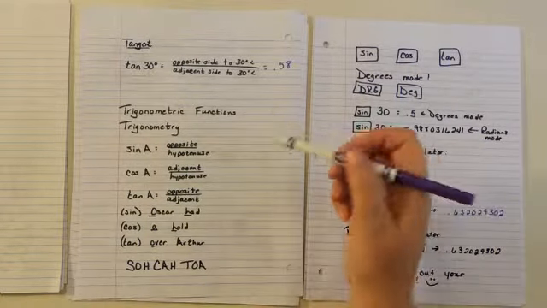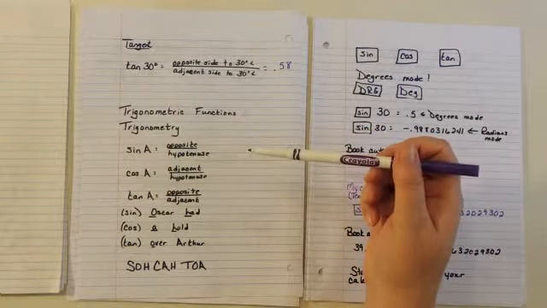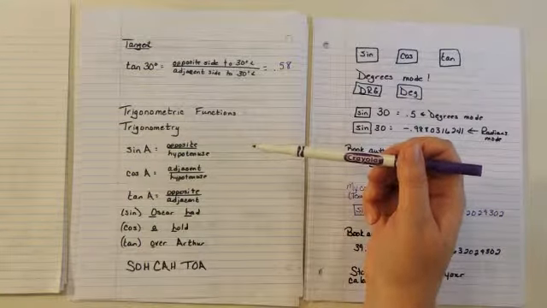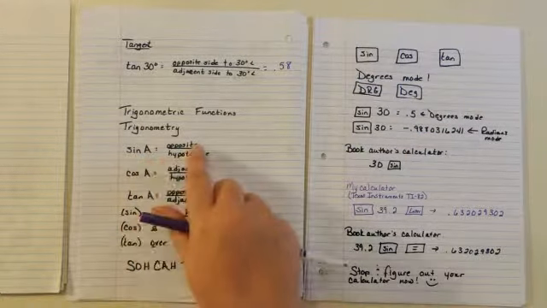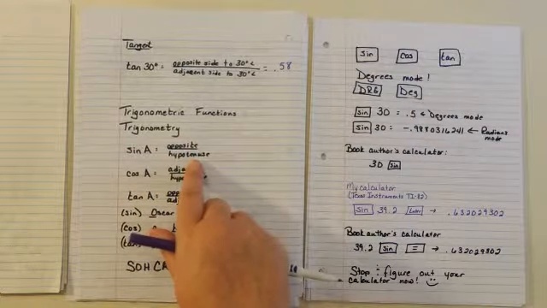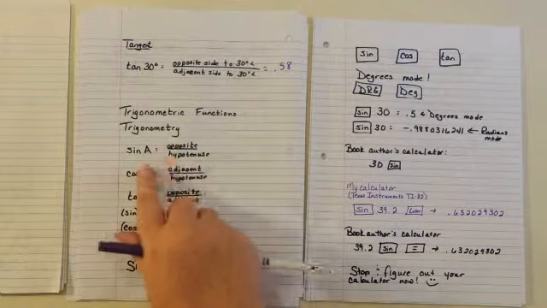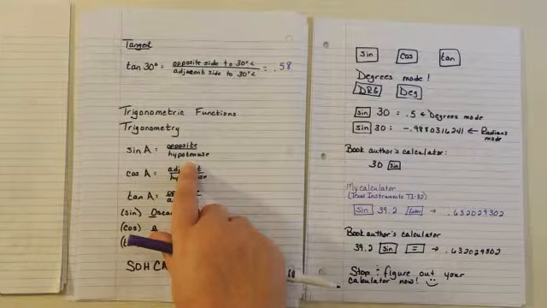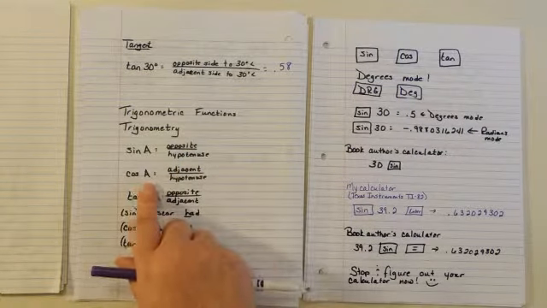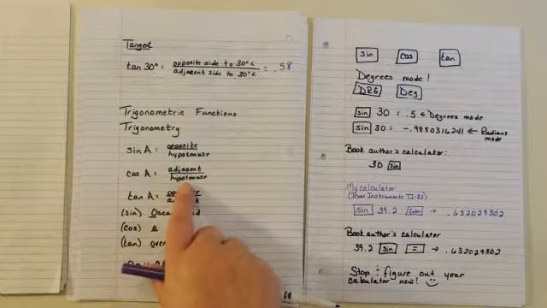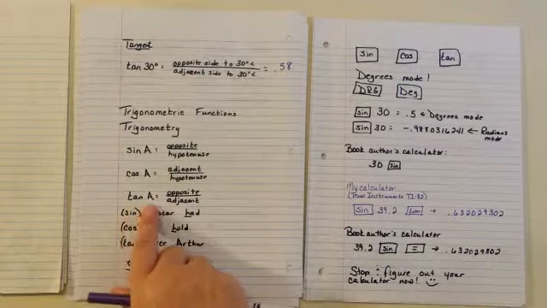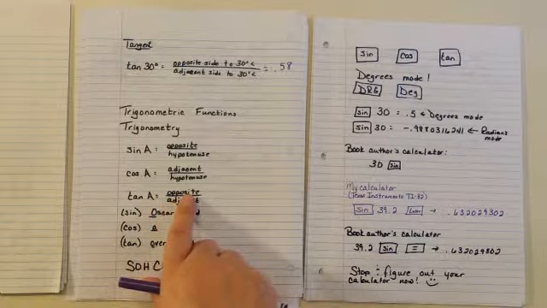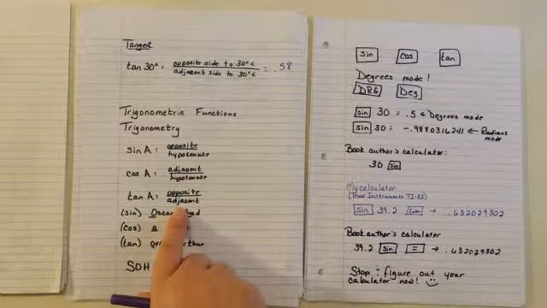And this will be useful to memorize now because you're going to be using it many, many times. The sine of angle A is the opposite side over the hypotenuse. So sine equals opposite over hypotenuse. The cosine of angle A is the adjacent side over the hypotenuse. The tangent of A is the opposite side over the adjacent side.